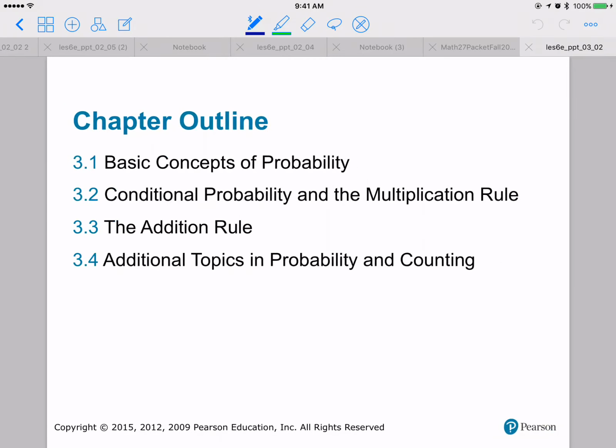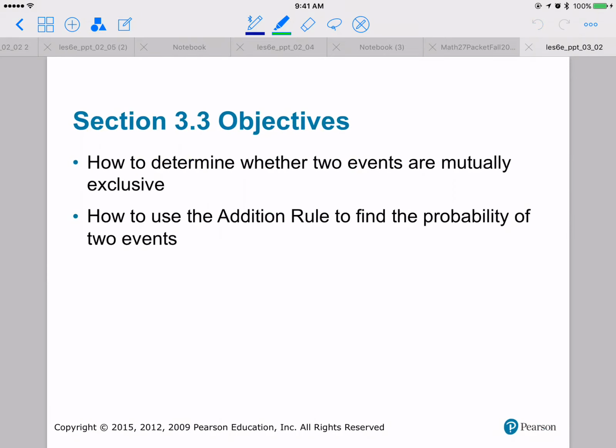Hello. So today we are going to talk about the addition rule. And this is a short section. It actually complements the multiplication rule. So let's get to it. So for the addition rule, we have two objectives.